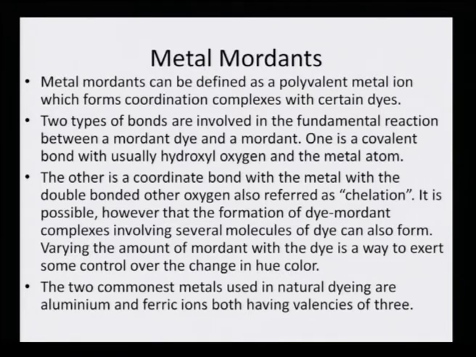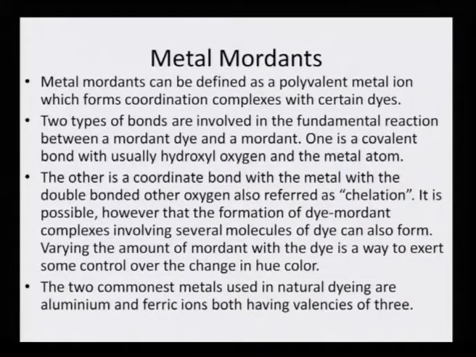So, you see that it is a nice arrangement. Oxygens of the dye will participate with the metal of the mordant in covalent bonding, and some of the carbonyl groups of the dye which have C double bond O will have a lone pair on the oxygen, and this lone pair will form a coordinate bond. So, there is a combination of coordinate bond and covalent bond when these mordants are attaching to the fabric and the dye. However, the formation of dye mordant complexes involving several molecules of the dye can also occur.